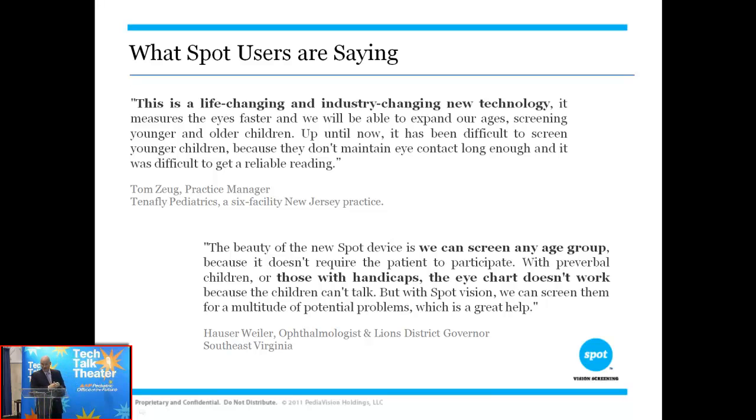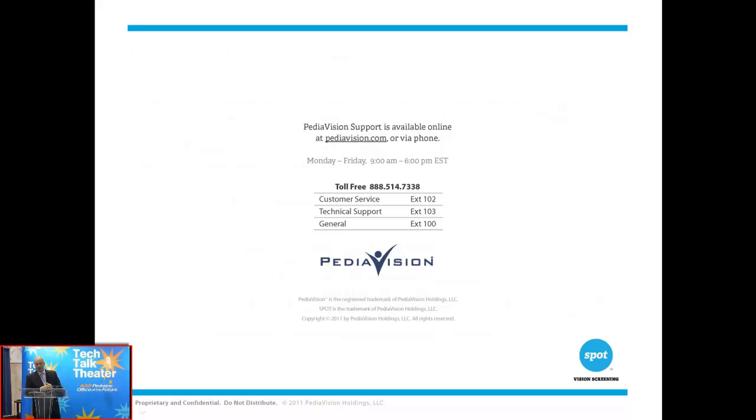From an ophthalmologist, this is the beauty of the new Spot device: we can screen any age group because it doesn't require a patient to participate. With preverbal children or those with handicaps, the eye chart doesn't work because children can't talk. But with Spot Vision, we can screen them for a multitude of potential problems, which is a great help.